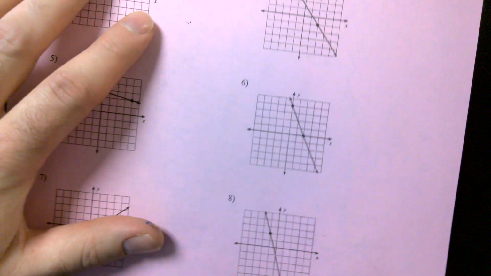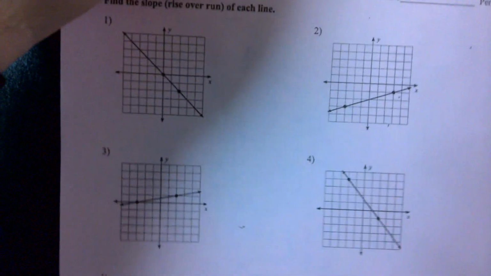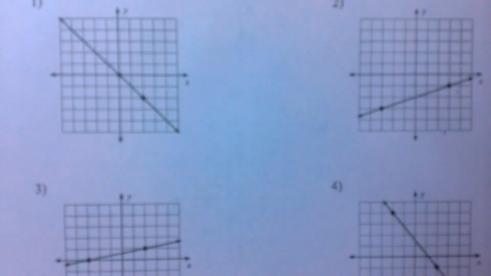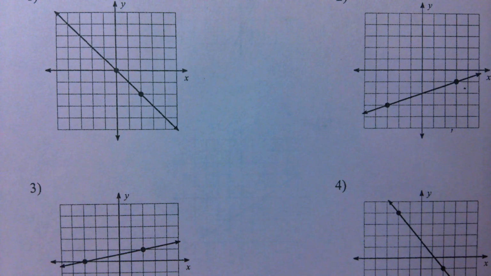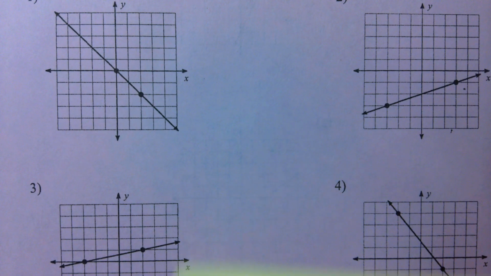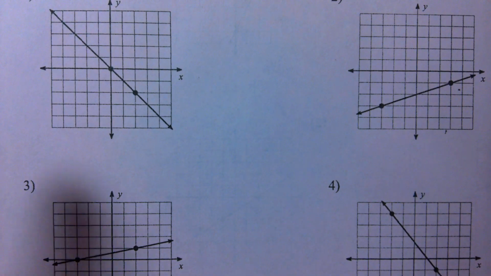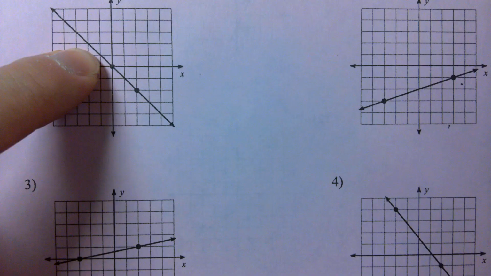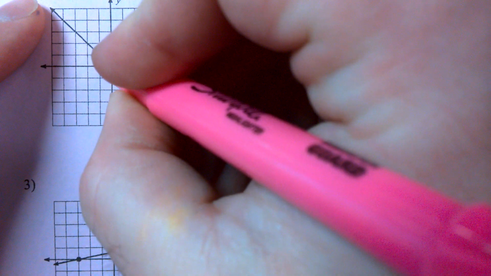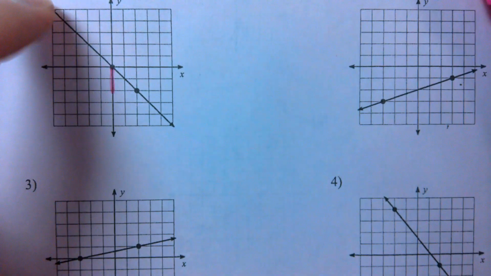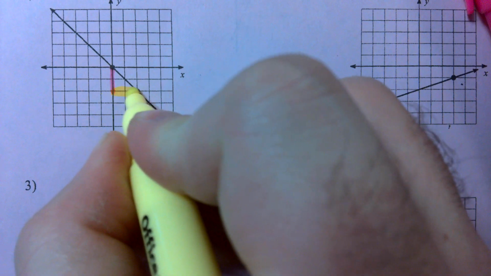Okay. With your worksheet, you're going to get a line. The line has 2 points, okay? I want you to use your highlighters. All right? I'm going to start with the left point. I'm going to rise, in this case, down. And then I'm going to run always to the right.